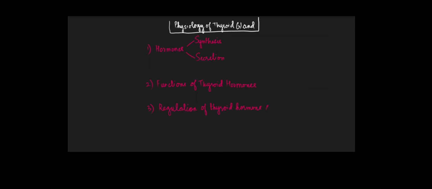Hello and welcome. In this video, we'll be talking about the physiology of thyroid gland. It will cover three main parts. First, the synthesis and secretion of thyroid hormones. Next, the function of these hormones. And third, the regulation of its secretion.